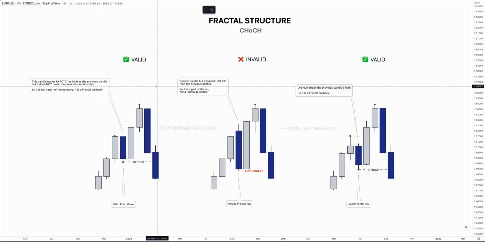So in this instance, let's concentrate on the first example. Start from the start, right? All of these candles break the previous candle's high, so that's all part of the up move.